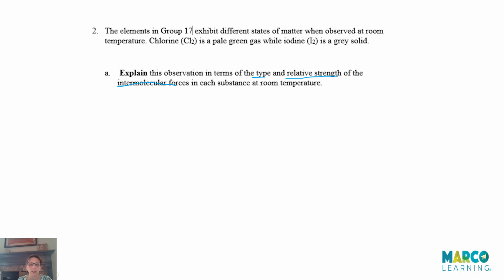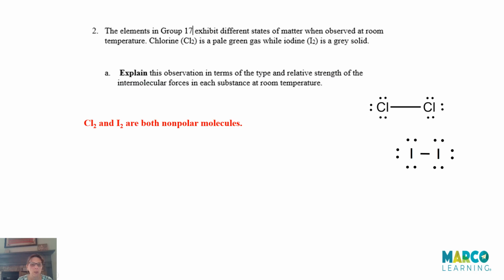We've got chlorine and we've got iodine, Cl2 and I2. And when you think about the Lewis structures of those, there's a single bond between them. On each end of the molecule, there's 6 lone pairs of electrons around each one. So we know that they're both nonpolar molecules. So if they're both nonpolar, then the only intermolecular force that's present is London dispersion forces.